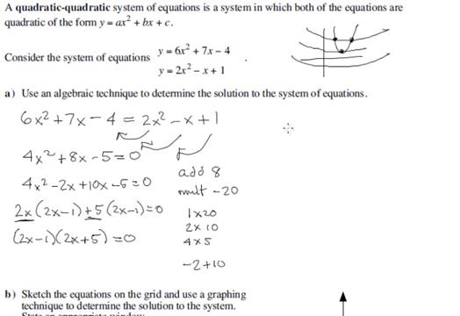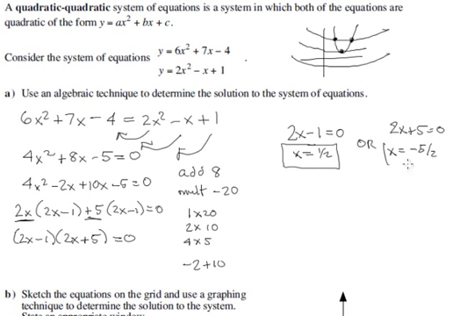I'll do this over here. Either 2x minus 1 equals 0, which means x is 1/2, or option 2, 2x plus 5 equals 0, which means x is minus 5 over 2, or minus 2.5. Those would be the solutions to the system of equations. The fact that there are two of them tells us the curve looks more like this, where the first parabola goes in through the second parabola and then out the other side.